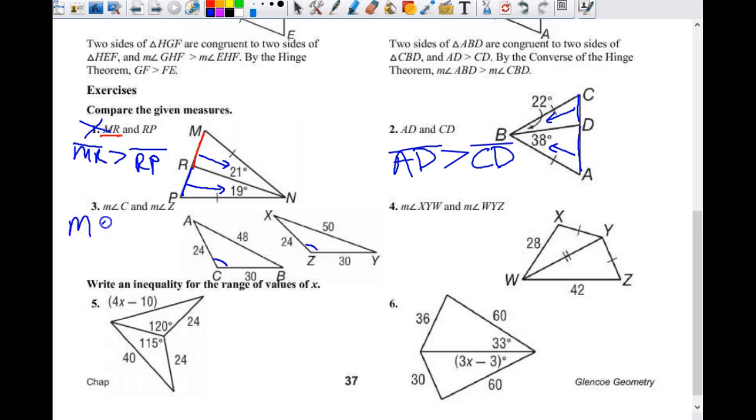Measurement of angle Z, perfect. Good job. Yes. Measurement of angle Z is greater than the measurement of angle C. How did we know that? Well, across from C is 48. Across from Z is 50. 50 is more than 48.